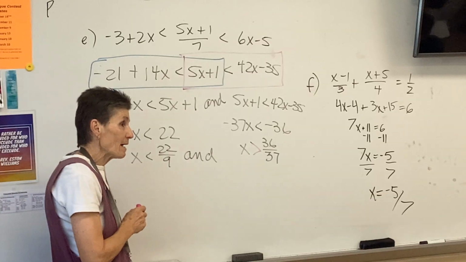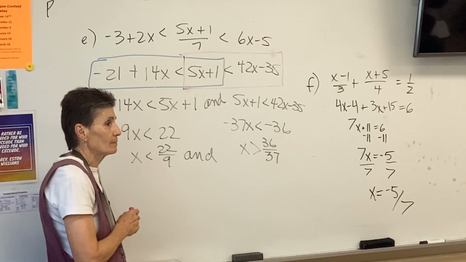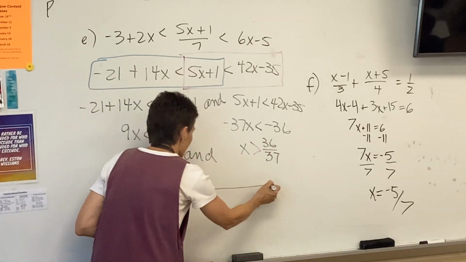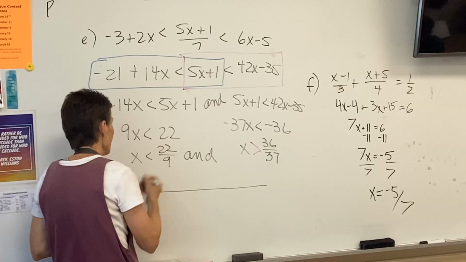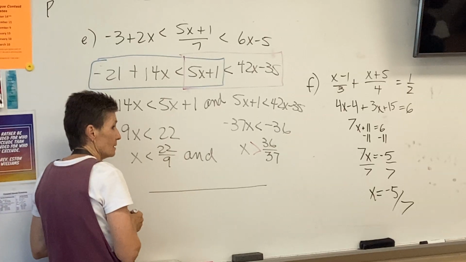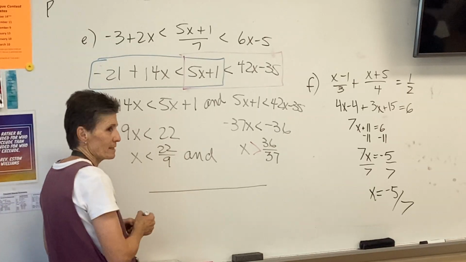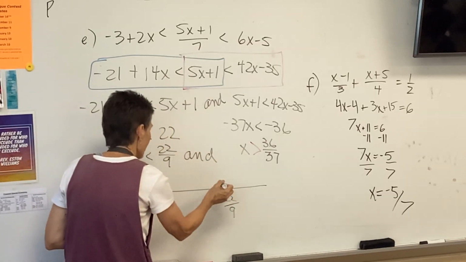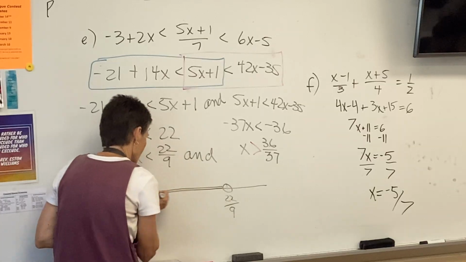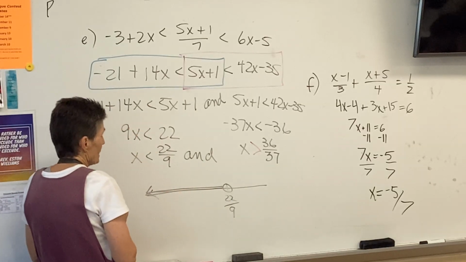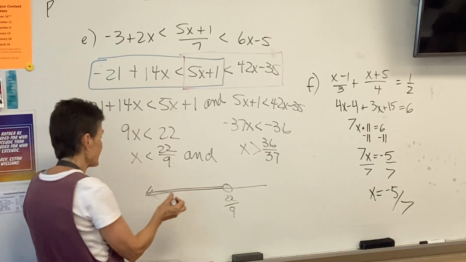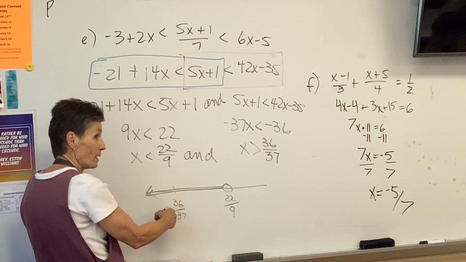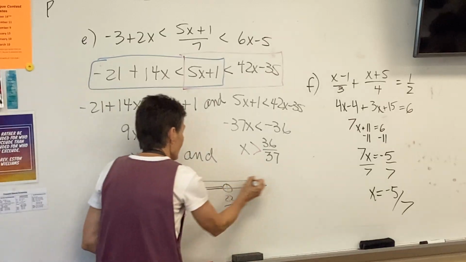So now I have to get an answer on all that. Okay, so let's look at our situation. I don't know, 22/9 is 2 point something. So I'm going to put 22/9 out here. And I have to be less than that. Okay? And then 36/37 is less than 1, so it's over here somewhere. And I have to be greater than that.